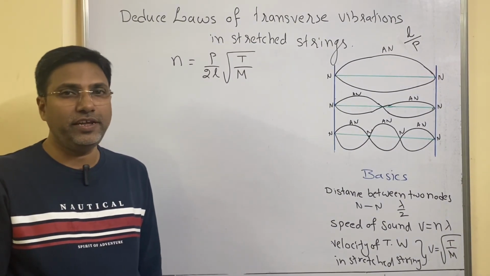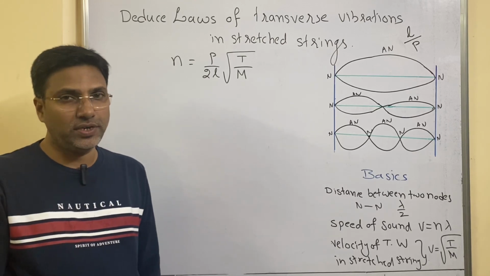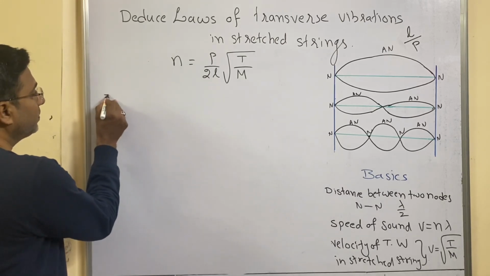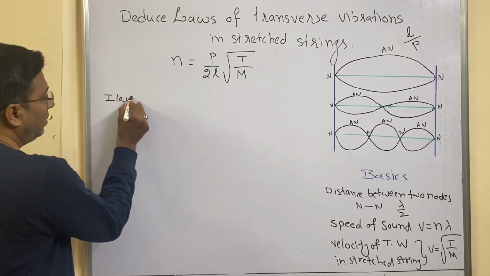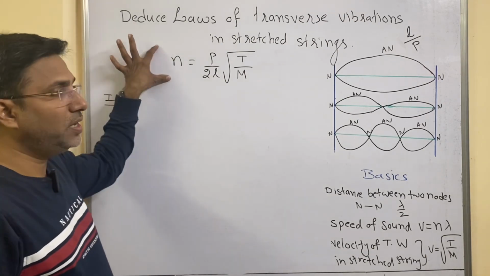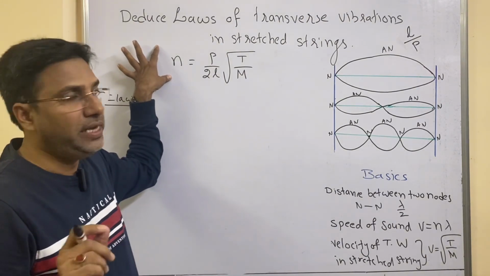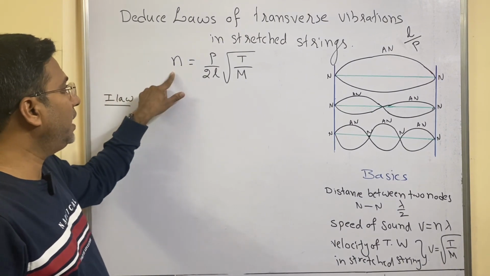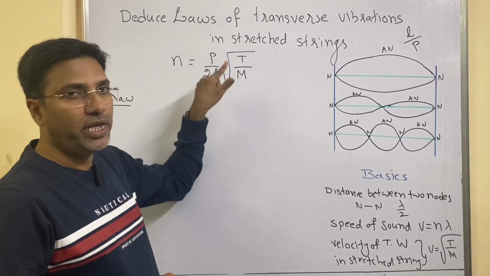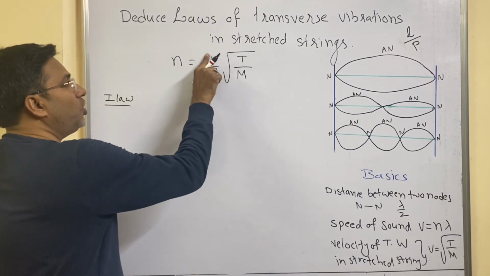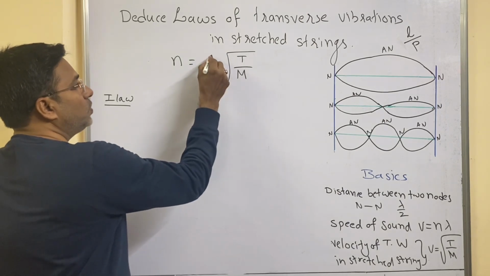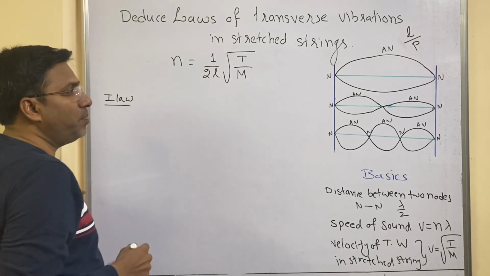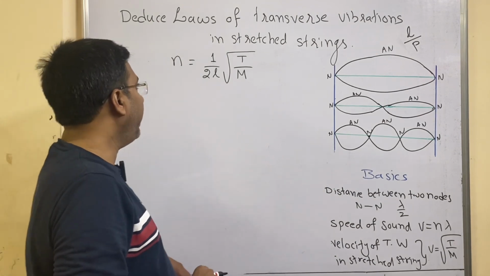Now let us write the three laws of transverse vibrations in stretched string. First law. If you remember this formula, then first law, second law, third law easily we can write. The formula is n is equal to P by 2L under root T by m. Here in place of P we will write 1. So the formula is n is equal to 1 by 2L under root T by m.